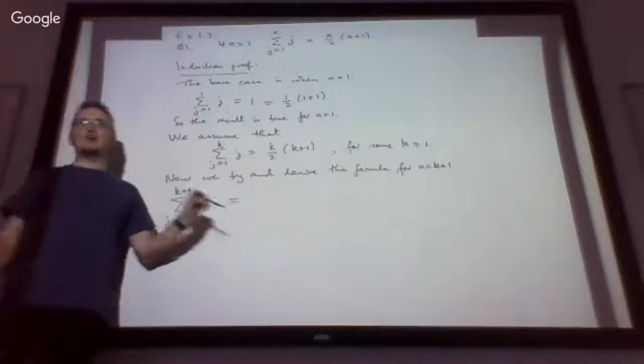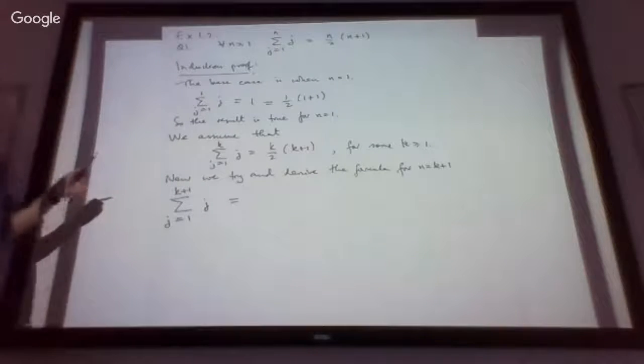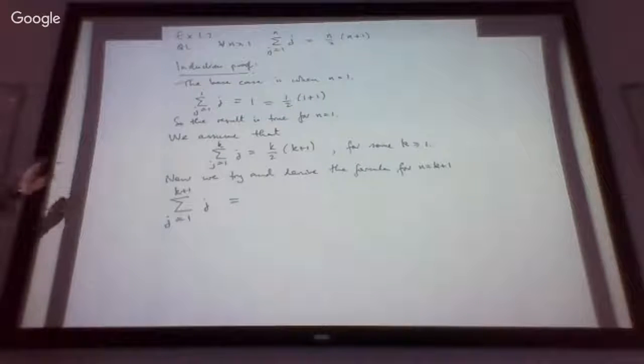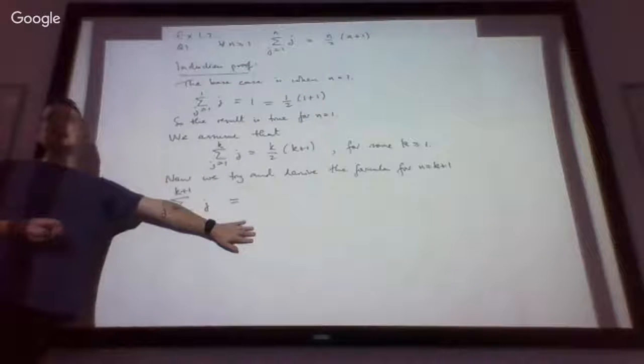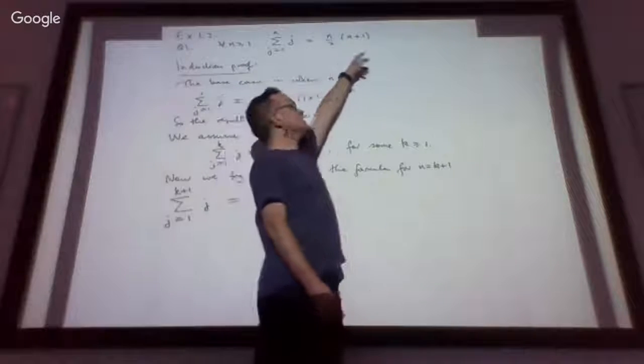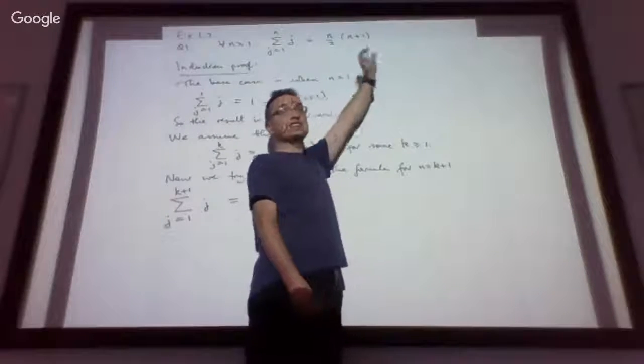You need to know where you're going, or that helps. If you know where you're going, that helps make the journey. And in this case, we do know where we go, okay? We know what we want to get on the right-hand side. We want to get this expression here, where n is equal to k plus 1.